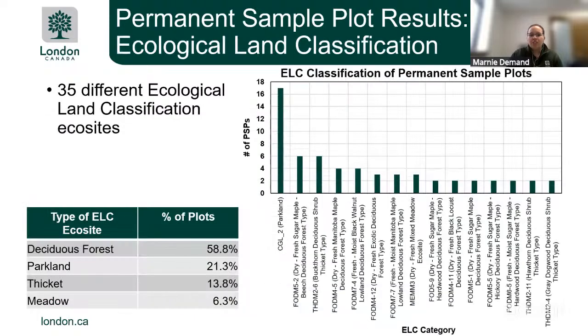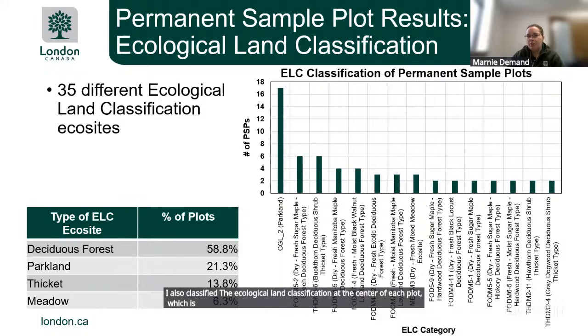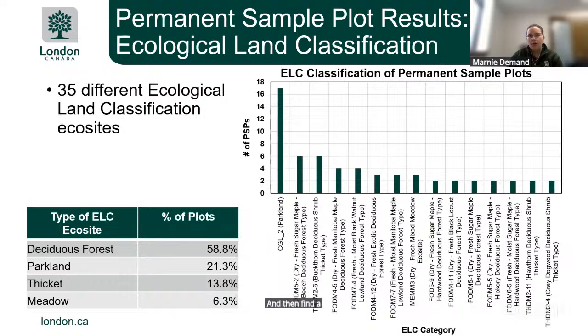I also classified the ecological land classification at the center of each plot, which is different from the traditional ELC methodology where you would delineate a polygon based on aerial photography in advance, and then find a plot based on a representative portion of that polygon that had been previously delineated. So this does not follow that methodology. It was done at the random plot locations.